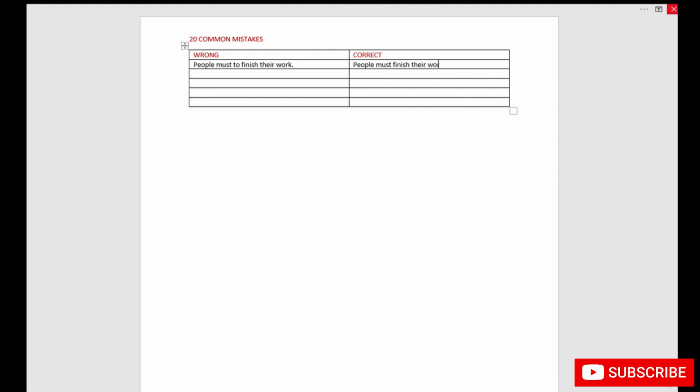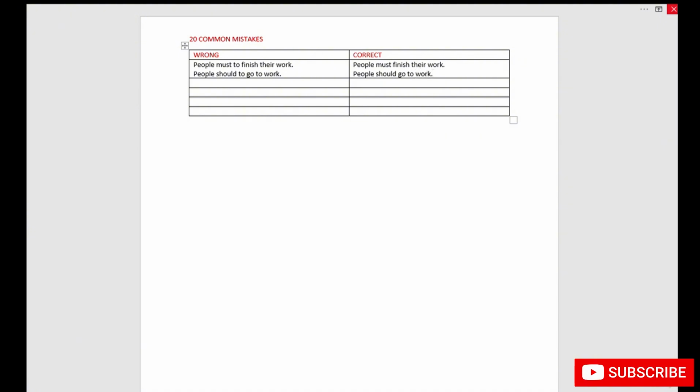And it can seem like a simple mistake, but as you are racing with the time, it is easier to make this mistake. Another example would be people should to go to work. If I add an infinitive in here, that would be wrong. And the correct version, you guessed it, is that people should go to work.